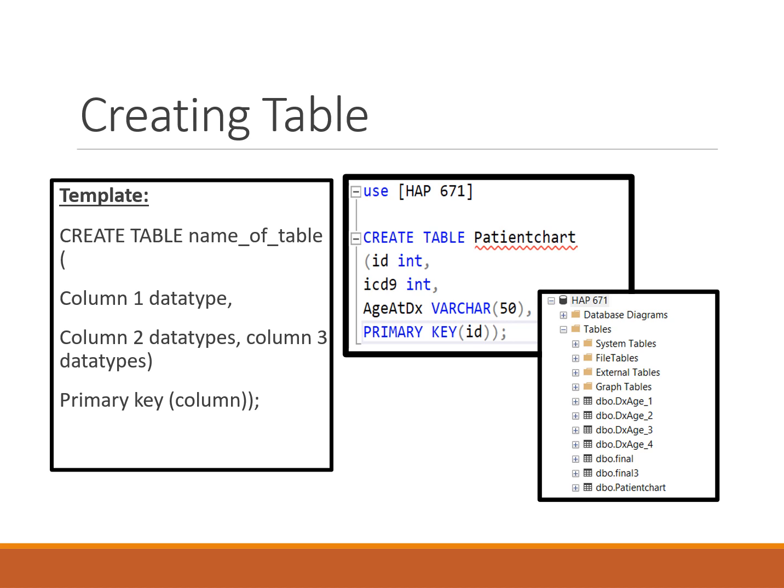You can also include as many columns as necessary. Lastly, it's important to specify the primary key for the table. Think of the primary key as a unique identifier for each row or record in the table. As demonstrated on the slide, a table called patient chart was created using the template.